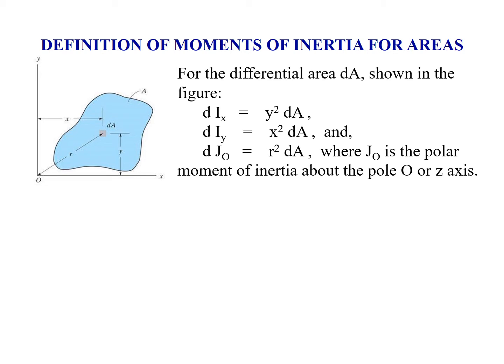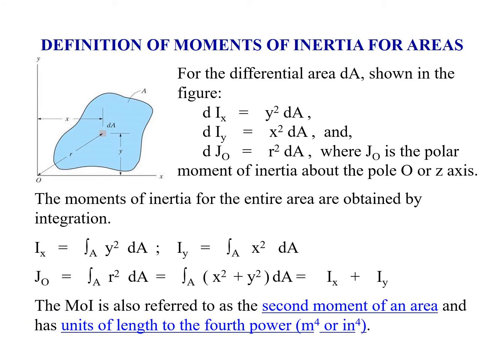For differential areas shown in the figure, if we calculate a differential inertia about the x-axis, we'd get y squared times dA. If we want to calculate the moment of inertia about the y-axis, we would take x squared times dA. And if we wanted to calculate the polar moment of inertia, which we sometimes do with a column, we would calculate the differential J0, which would be the radius of a differential ring times dA.